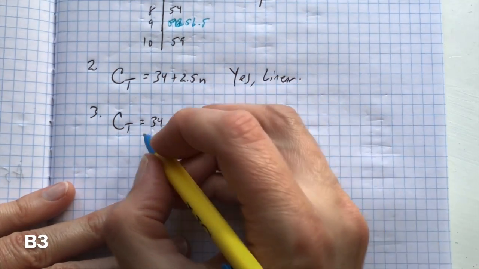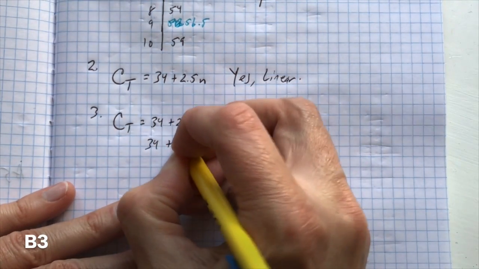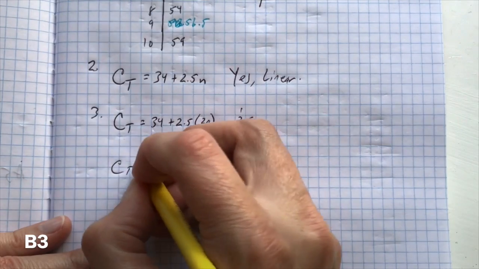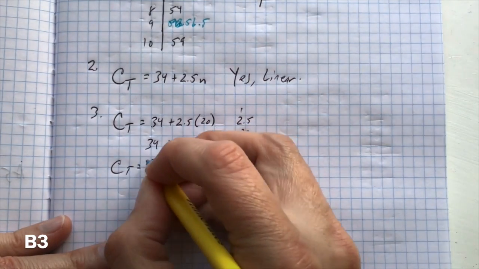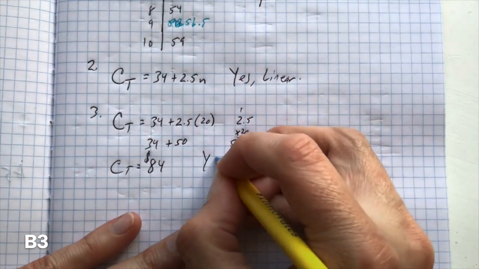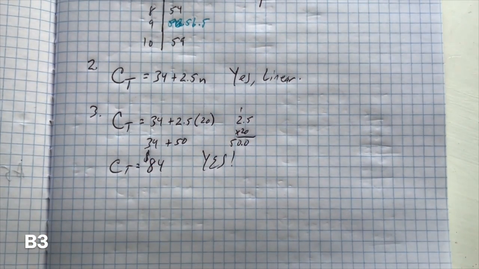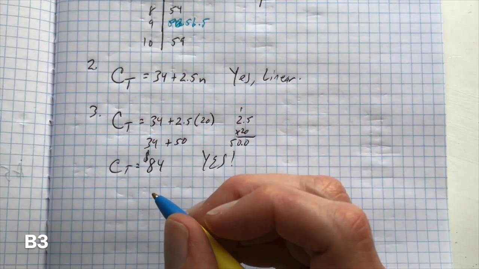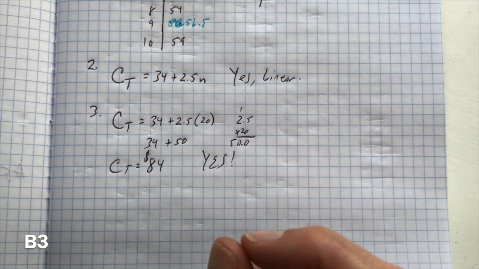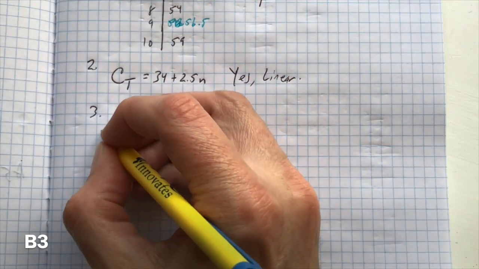So now I've got 34 plus 50. And that does in fact equal $84. So yes, this point would end up on the line, and there's our explanation because of our work being shown. So that is 3A.